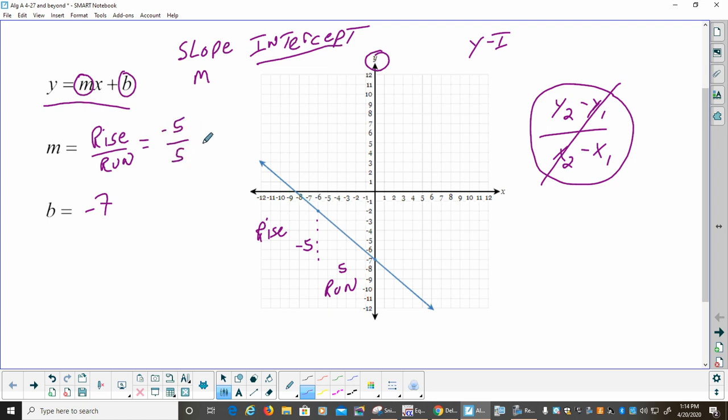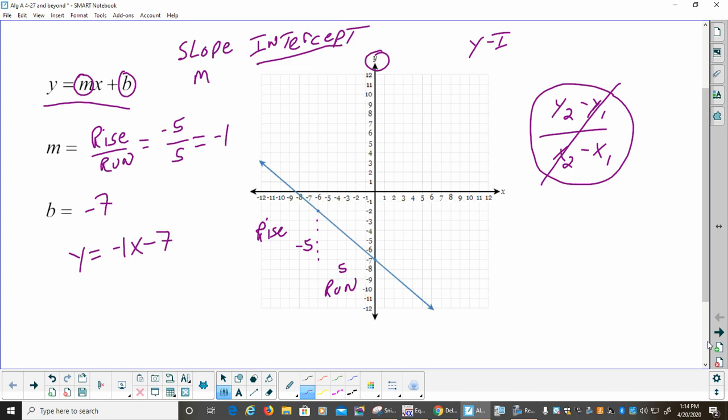It says you need to write this in simplified form, so you need to reduce any fractions. So the slope would be -1. Your final answer is you're going to fill in the M and the B. Y equals -1x minus 7. Whatever that number is, just write it.